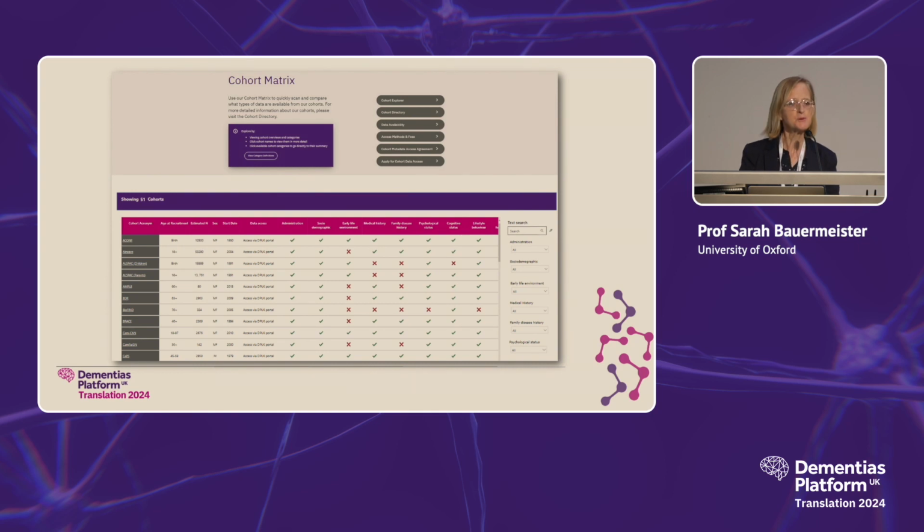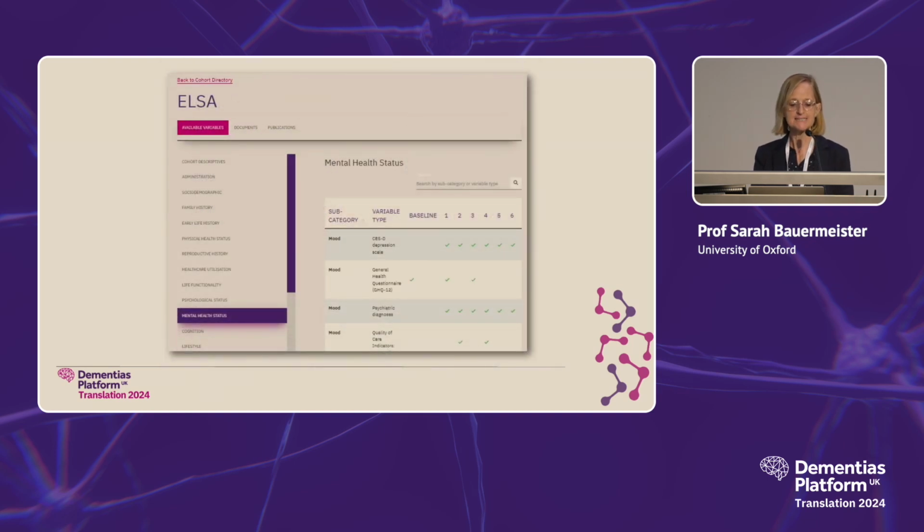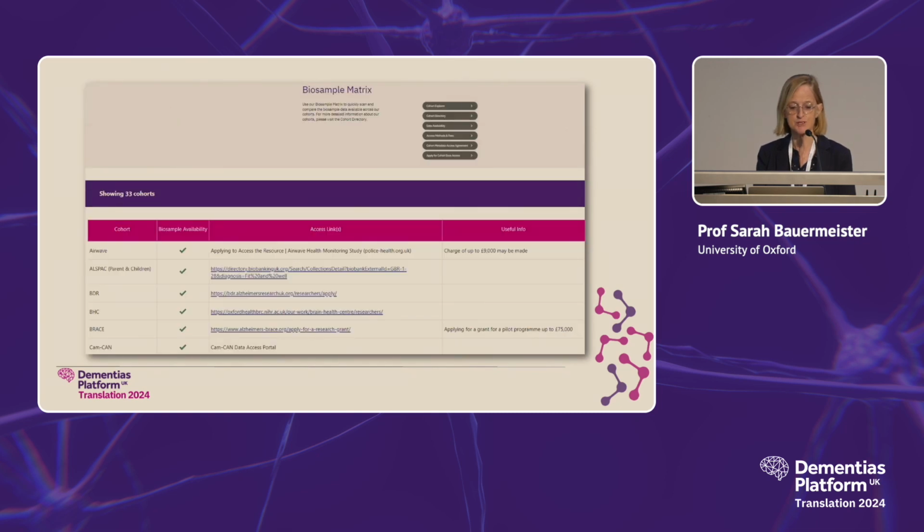So these are the tools that we provide for researchers to identify cohorts of interest. We have the top level cohort matrix. We have the cohort directory, where you can click into the cohort of interest and see what they've collected across how many waves. So if you're interested in depression, you can look at, for example, in ELSA, that they've used the CESD score across multiple waves. So these tools inform the application that you go on to submit through the application process.